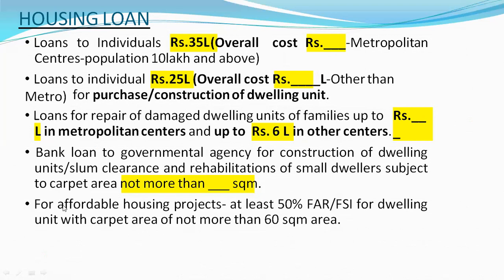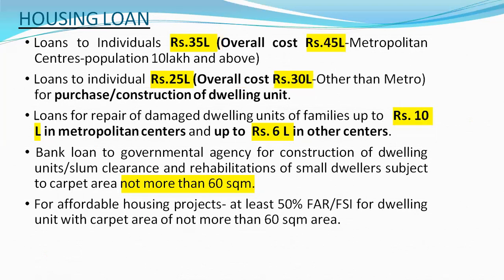Okay, and for affordable housing projects, at least 50% FAR or FSI for dwelling units with carpet area of not more than 60 square meters. So, okay, let's see. You have to tell here 1, 2, 3, and 4. 4 points you have to give the answer. Let's see what is the right answer. So the correct answer for the first is 45 lakh.